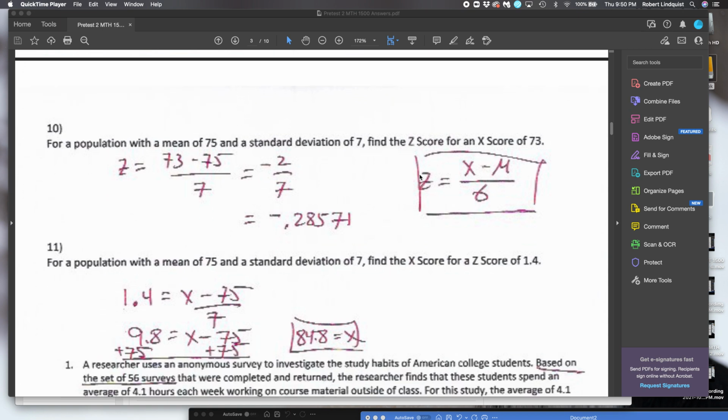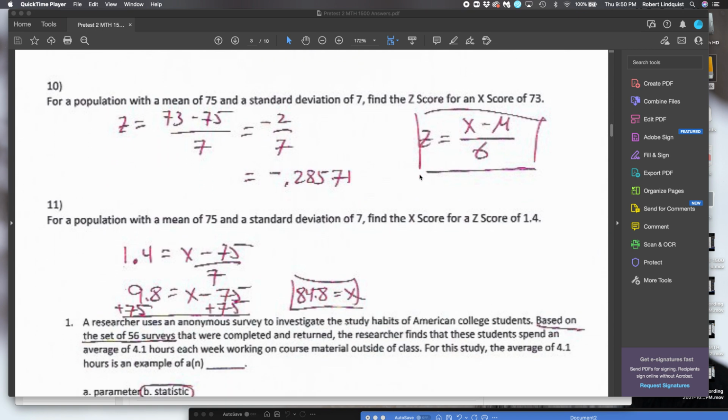Number 10. For a population with a mean of 75 and a standard deviation of 7, find the z-score. Well, here's your z-score formula. The z-score is the x-score minus the mu, for mean, over the standard deviation. It says here the standard deviation is 7, so 7 goes on the bottom. And it says an x-score is 73. So I do 73 minus 75, because 75 is the mean, over 7.